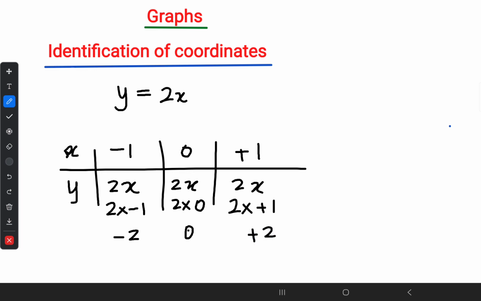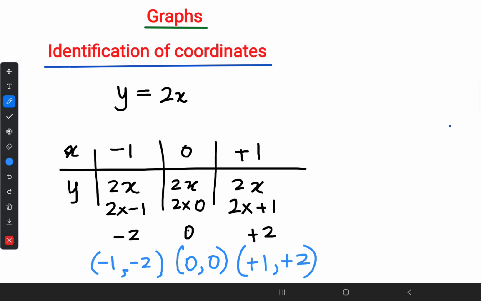We have 3 coordinates in total. How to write the coordinates? Inside the brackets, called parentheses, first denote the x coordinate, -1, then the y coordinate, -2. That would be the first coordinate to plot. Second, the x coordinate is 0. At that moment, y would also be 0. When x is +1, y would be +2. By using these data, we can plot them in our graph.